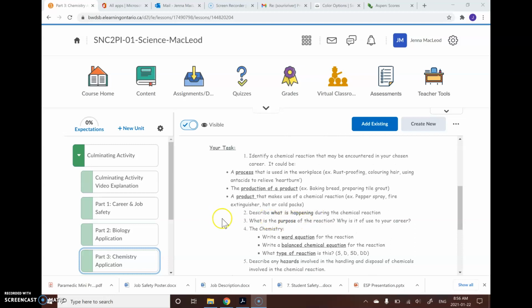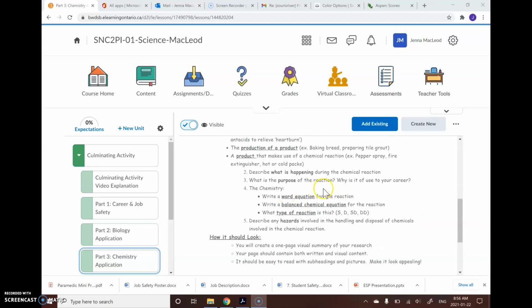Describe what is happening during the chemical reaction. What is the purpose of the reaction and why is it used in your career? For the chemistry part, I'm looking for a word equation for the reaction. Also balance that chemical reaction and tell me what type it is, whether it's synthesis, decomposition, single displacement, or double displacement.